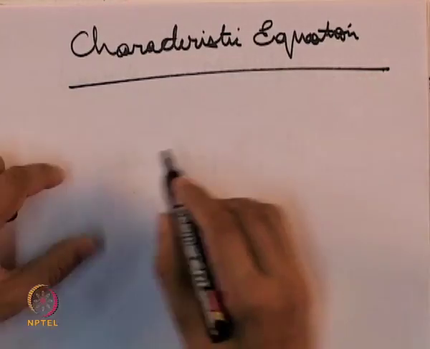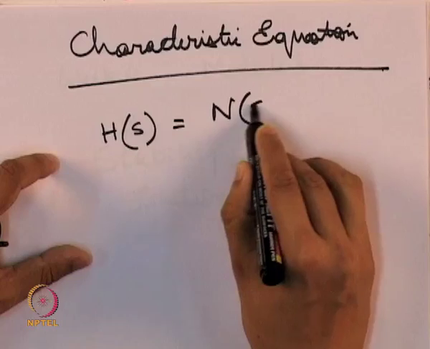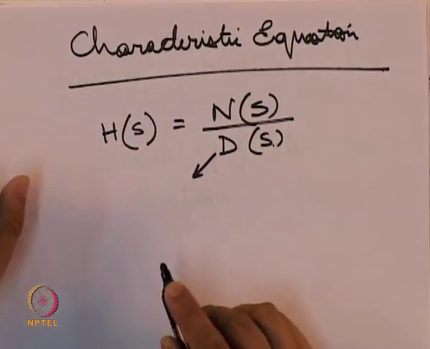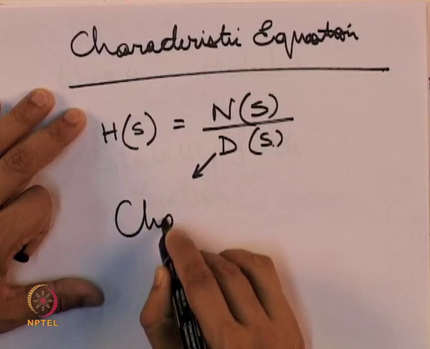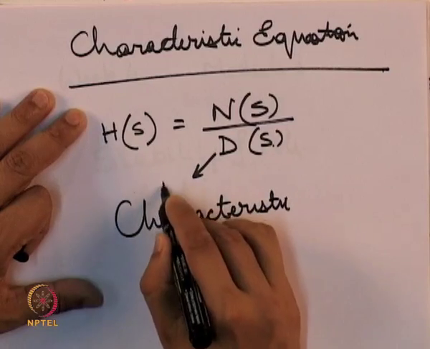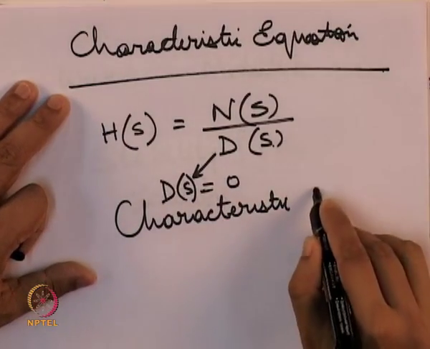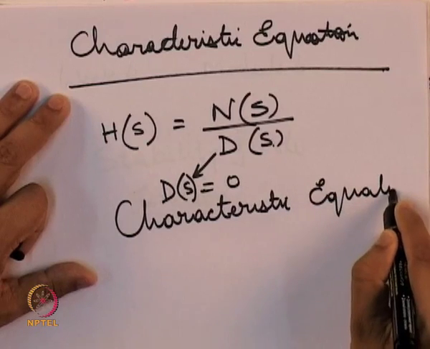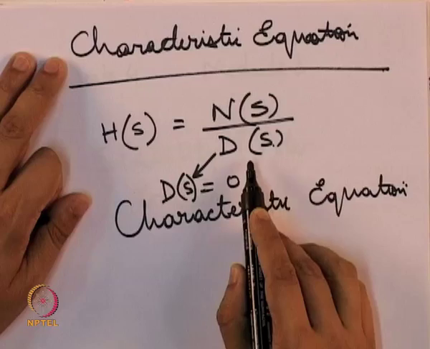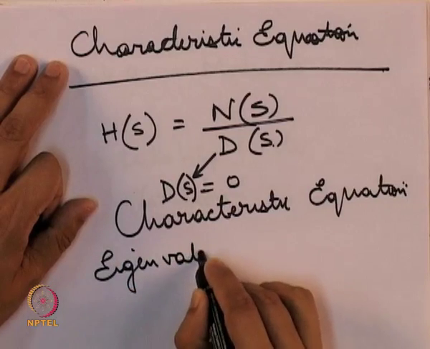Recall that if we have a transfer function with a numerator polynomial and a denominator polynomial, then this denominator polynomial is known as the characteristic equation. So, if I set D(s) equal to 0, this is known as the characteristic equation, and the roots of this characteristic equation are also known as eigenvalues or poles.